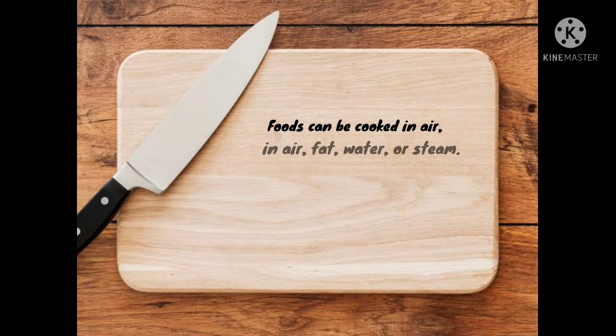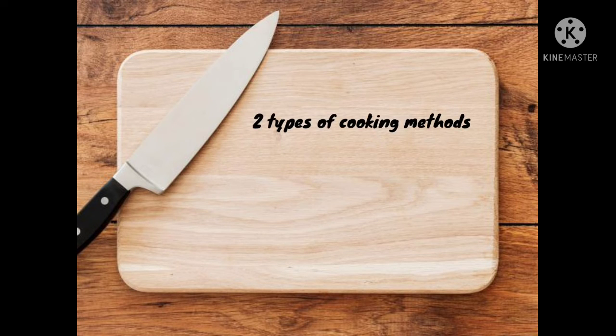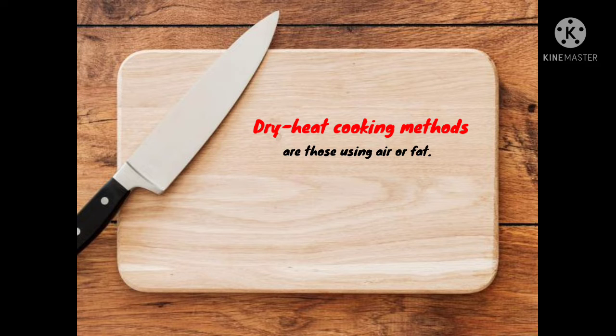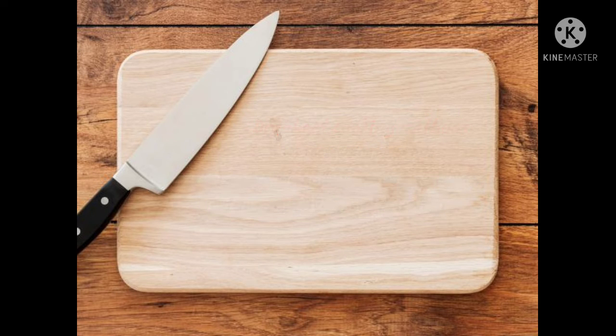Foods can be cooked in air, fat, water, or steam. These are collectively known as cooking media. There are two general types of cooking methods: dry heat and moist heat. Dry heat cooking methods are those using air or fat. They are broiling, grilling, roasting, baking, sautéing, pan frying, and deep frying.